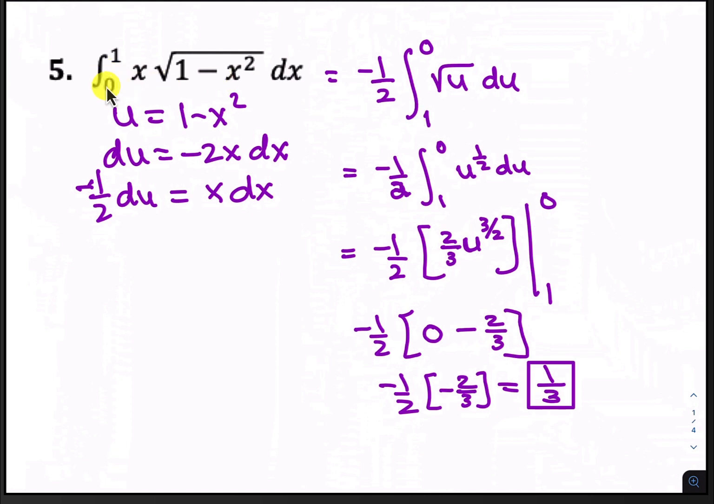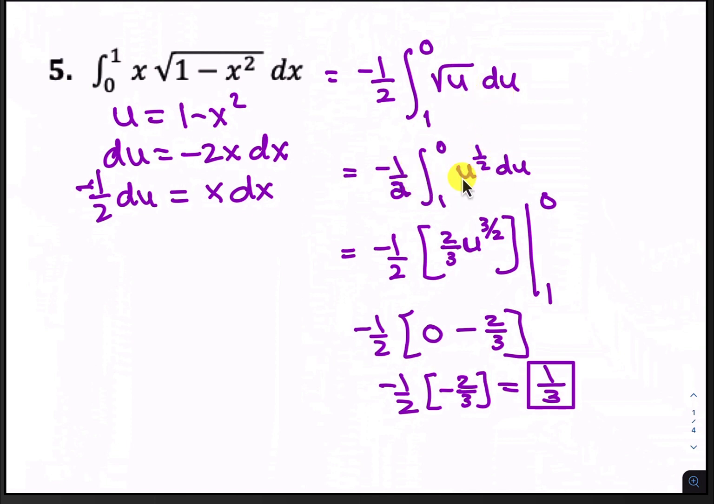Over here, the lower limit is 0. 1 minus 0 is 1. So the lower limit over here is going to be 1. In the original problem, the upper limit x is 1. So if we plug 1 in here, that's 1 minus 1 squared. Well, that's going to be 0. So our upper limit is 0. So we have negative 1/2 times the integral from 1 to 0 of the square root of u du.